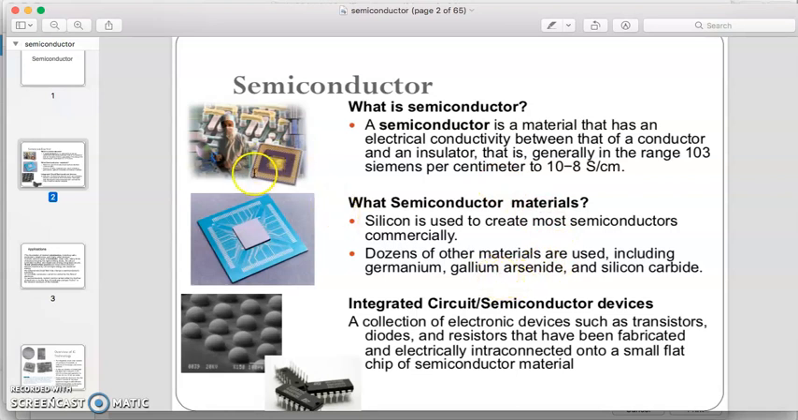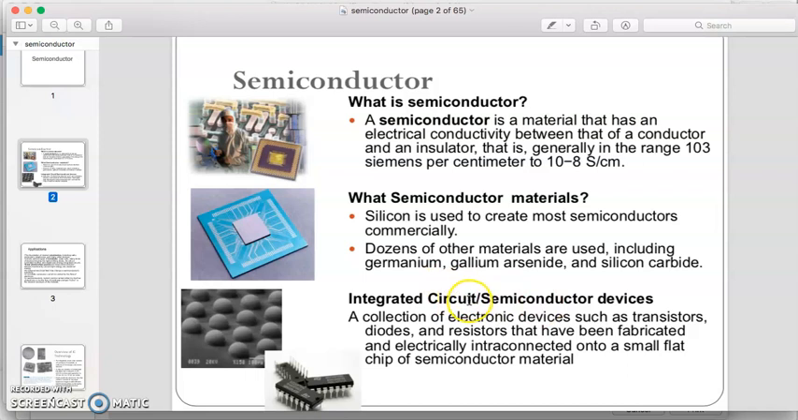Okay, this is a sample figure of a semiconductor part, usually used as chips in the circuit board. Silicon is the main component of the semiconductor, and other materials include germanium, gallium arsenide, and silicon carbide.